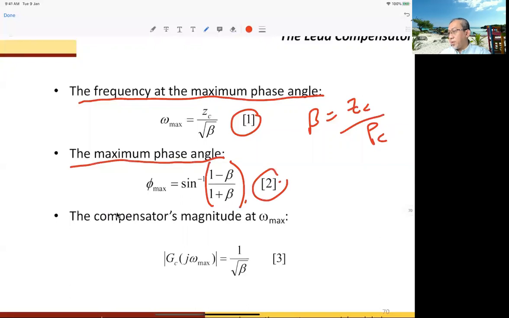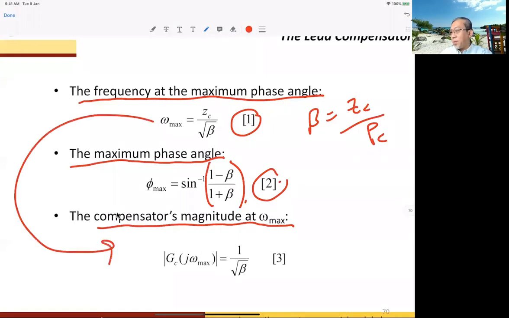Then the compensator magnitude at omega max, okay, the magnitude GC of j omega max equal to 1 over beta, okay, so beta is the ratio between ZC and PC, and beta must be less than 1.